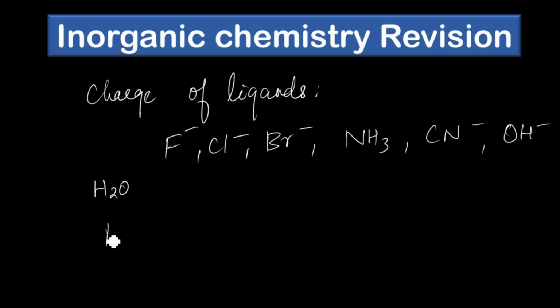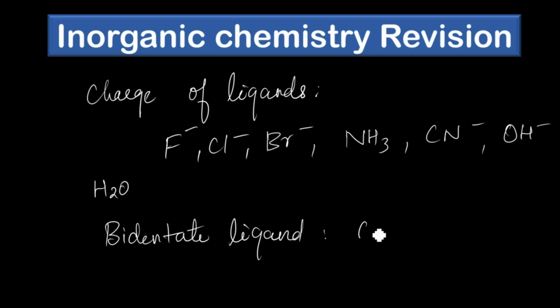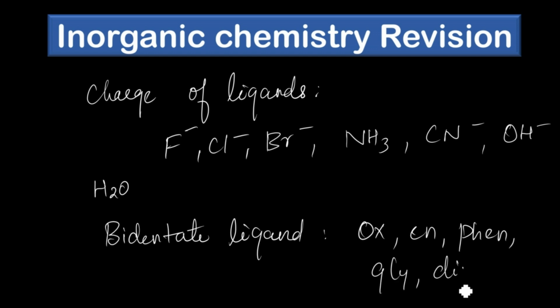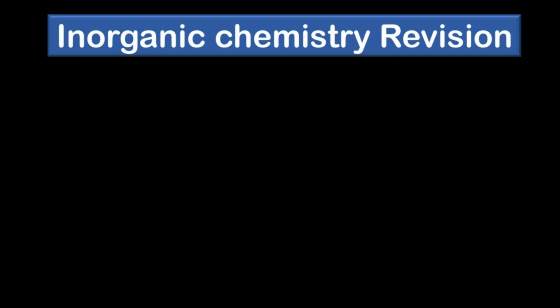An example of a bidentate ligand: bidentate ligand means two bonds it can form, isn't it? So for example, oxalate, ethylenediamine, phenanthroline, or glycinate, dipyridyl, or carbonate, important, carbonate, CO3 2 minus. These are some bidentate ligands, 2 electron donors.